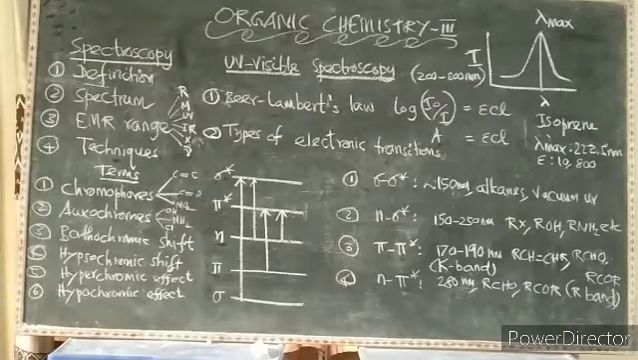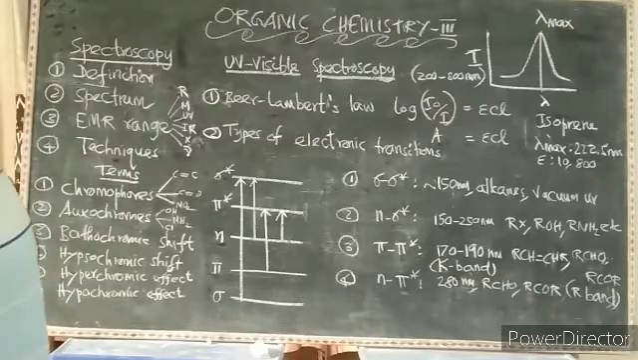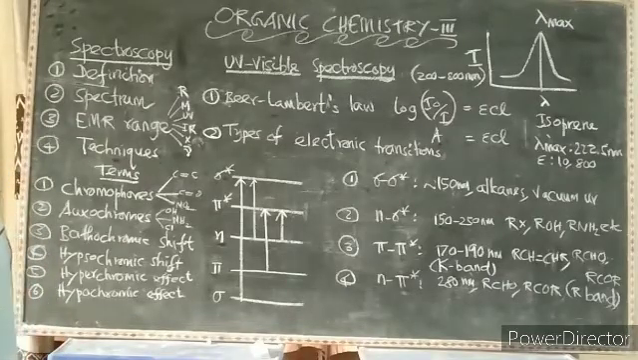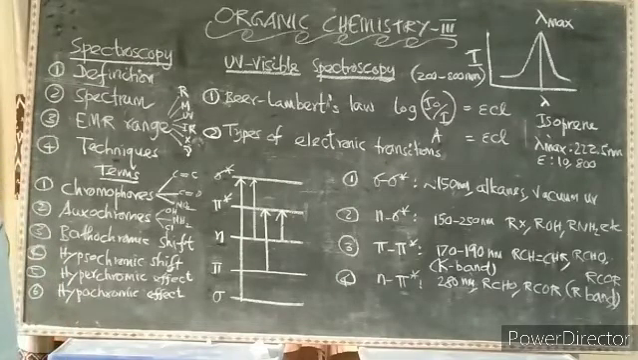Spectroscopy, as we know, is the study of the interaction of electromagnetic radiation with matter. After the interaction of the electromagnetic radiation with the matter, if we measure the absorbed or transmitted energies and plot them against the wavelength of absorption or transmission, we get a spectrum.